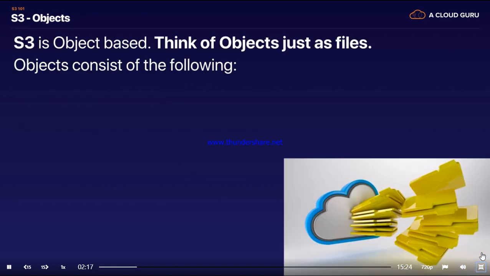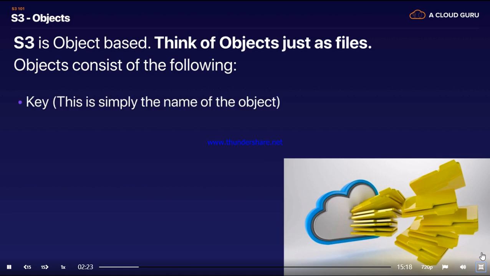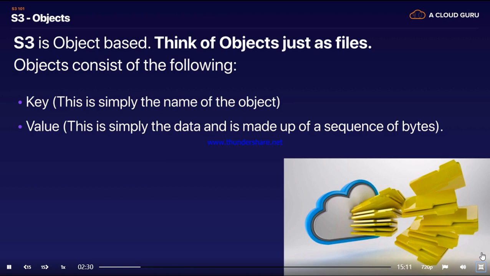Moving on, I keep saying that S3 is object-based, and just to think of objects as files. And objects basically consist of the following. So we've got a key, and this is simply the name of the object, so the file name of the object. We then have the value, and this is simply the data that is made up of a sequence of bytes, so it's just the data.